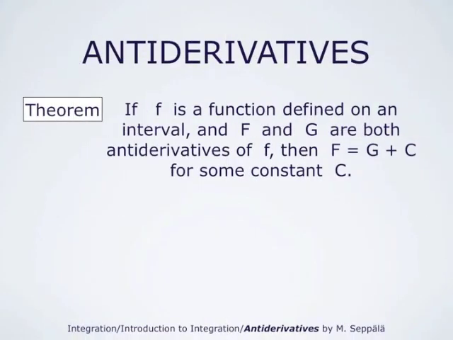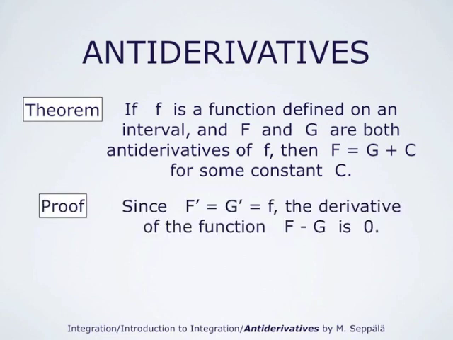The following result is a consequence of the mean value theorem for differentiation. We have the following. If small f is a function defined on an interval, and capital F and capital G are both antiderivatives of the function small f, then F is G plus a constant C, for some constant C.